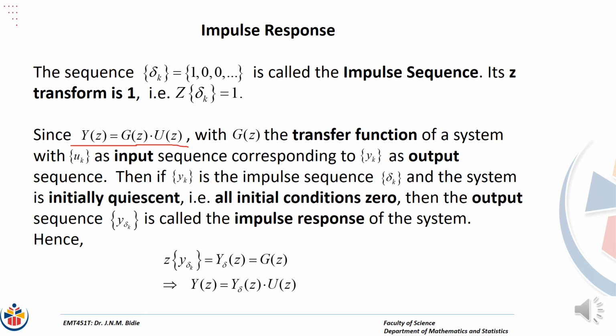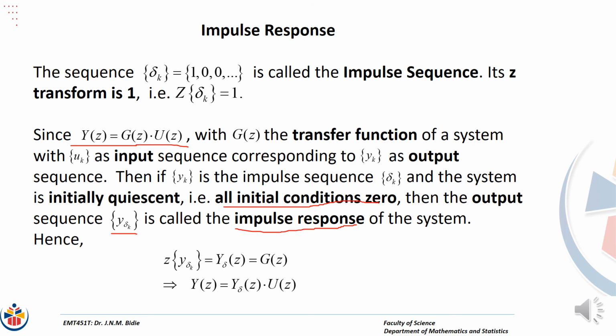But then if u(k) is the impulse sequence delta(k) and the system initially quiescent, meaning all initial conditions equal to 0, then the output sequence changes to y delta(k), and it is called the impulse response of the system. So if we want the impulse response of the system, we are looking for the sequence y delta(k).